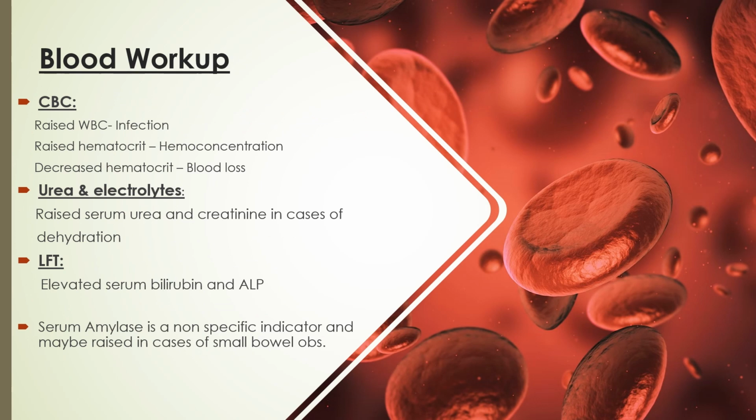Moving on, let's have a look at how the blood profile might look. If we get a complete blood count done, we will find a raised white cell count, which indicates infection, and raised hematocrit, which indicates hemoconcentration. Now this occurs because the patient has reduced intake, there's decreased absorption from the gut, and the patient might also be vomiting.